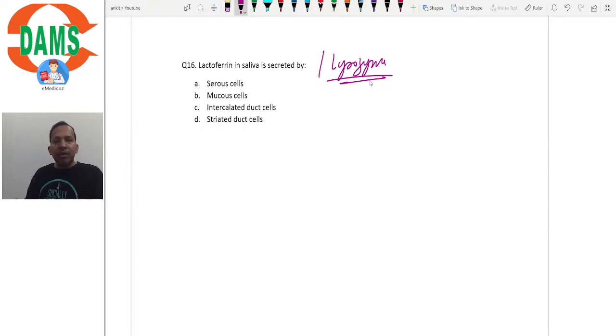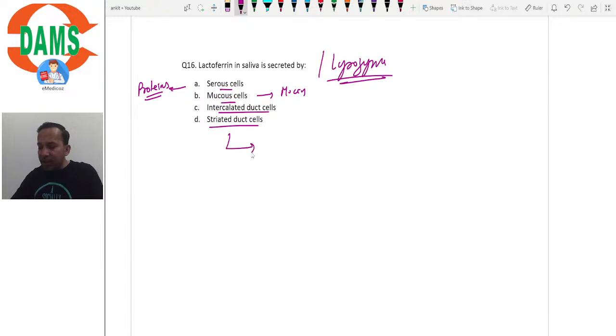So these are secreted in saliva by, options are serous cells, mucous cells, intercalated duct cells and striated duct cells. Serous cells or mucous cells, these are basically the main secretory cells which will produce the saliva or the fluid component of saliva. The mucous cells will add mucin, and serous cells will add proteins, isn't it? They will add proteins.